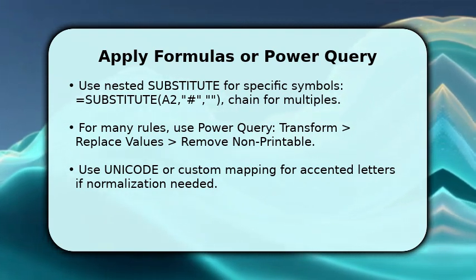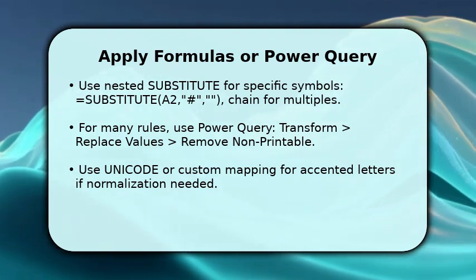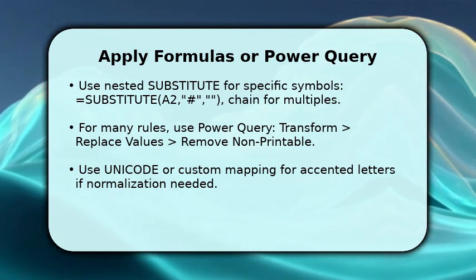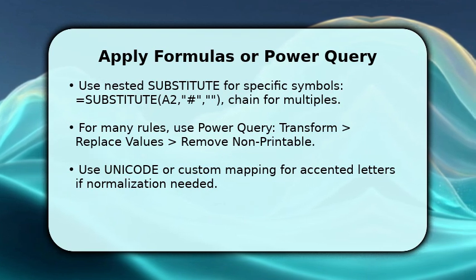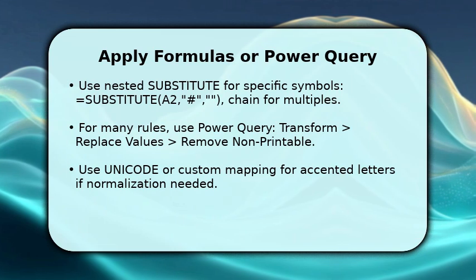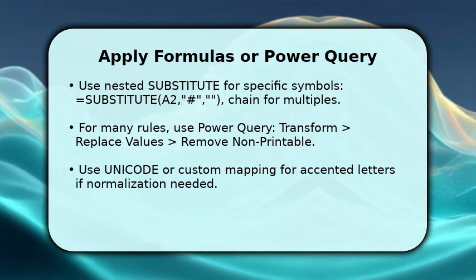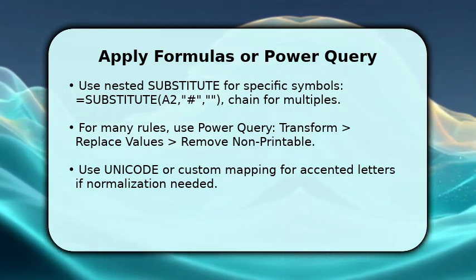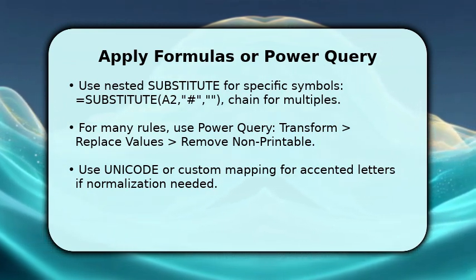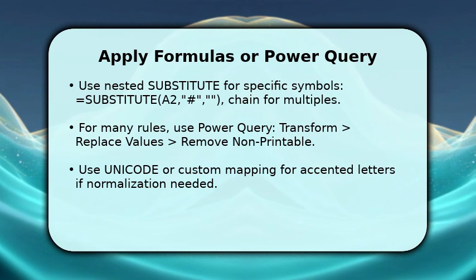For broad cleanup, load the table to Power Query, use Transform, Replace Values or Text.Remove with a pattern, then Close and Load. If accented letters remain, use Unicode mappings or a lookup table to normalize to plain ASCII. Create a small 2-column map and apply via SUBSTITUTE or merge in Power Query. This handles complex middle steps efficiently.